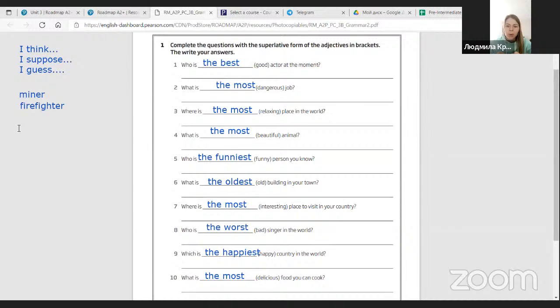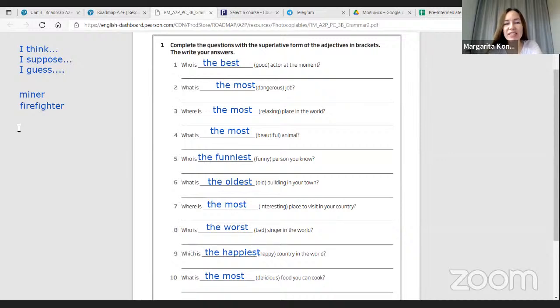And where is the most relaxing place in the world? Well, I agree with you. I suppose it is maybe Bali or any other islands, maybe some islands in the Caribbean. Yes, where you can see beautiful fishes and beautiful sea world, walk along beaches, and yeah, so they are the most relaxing places.